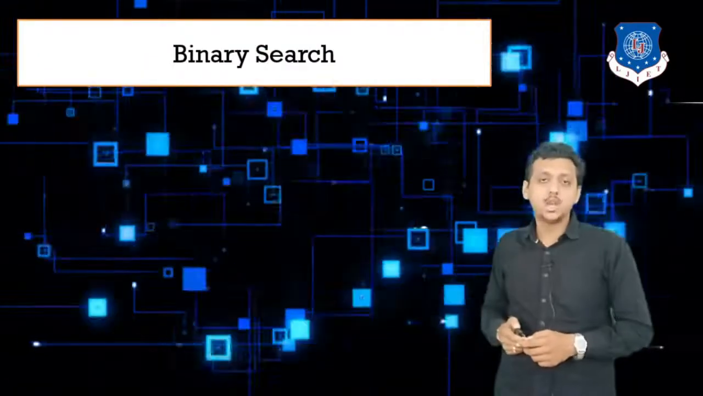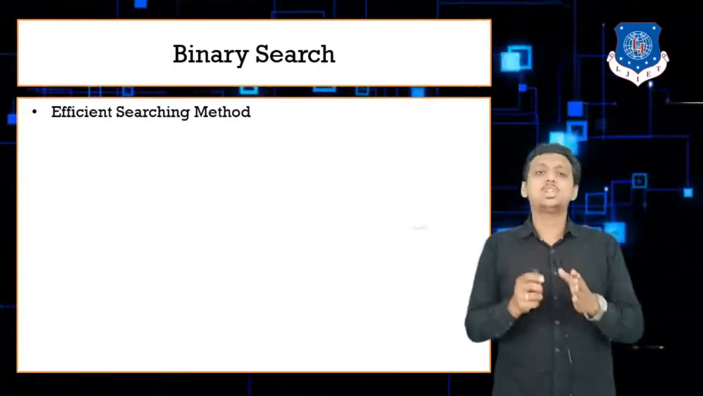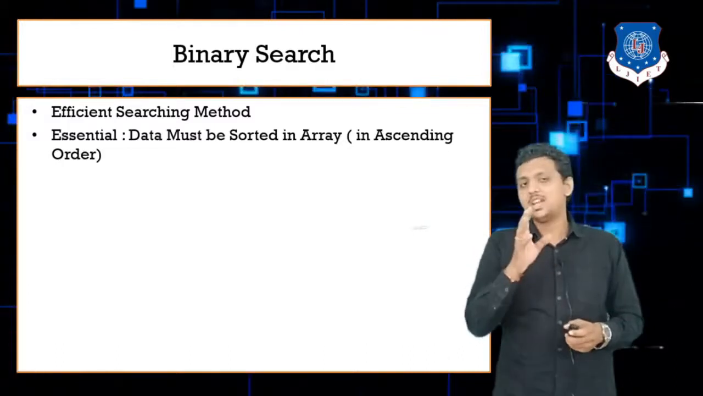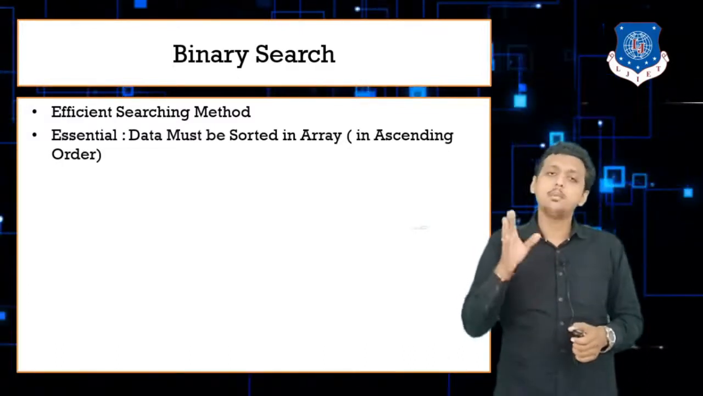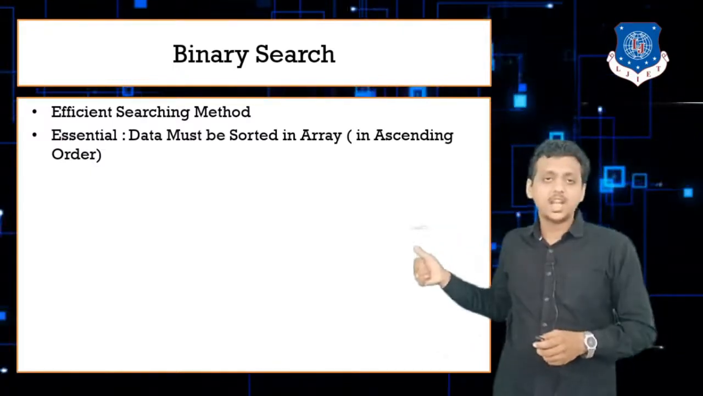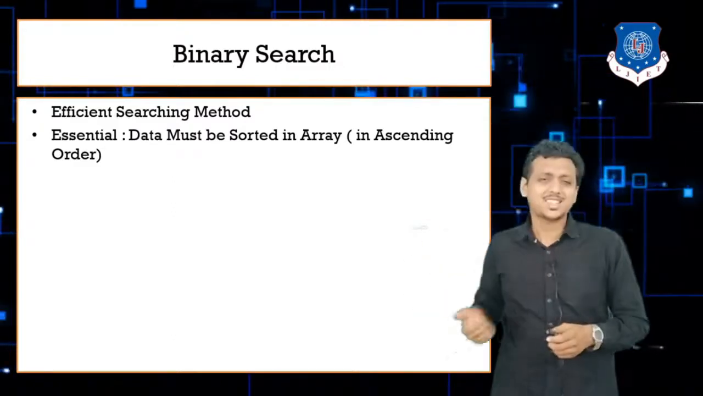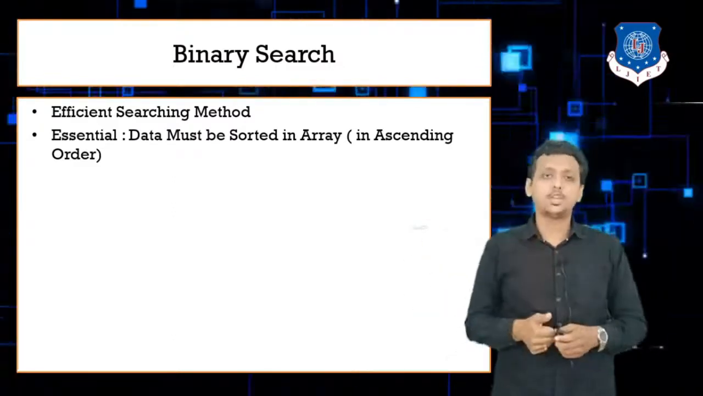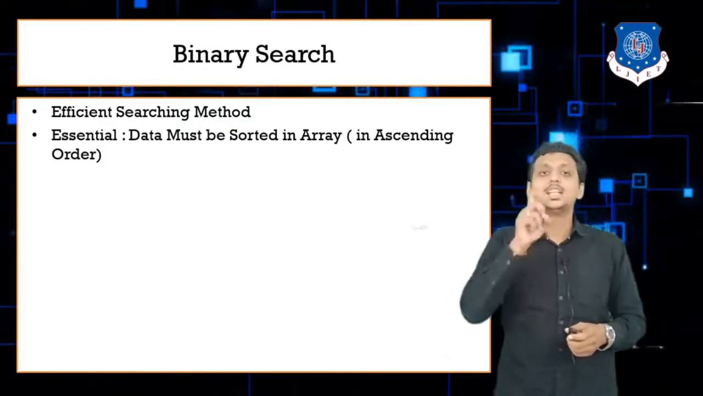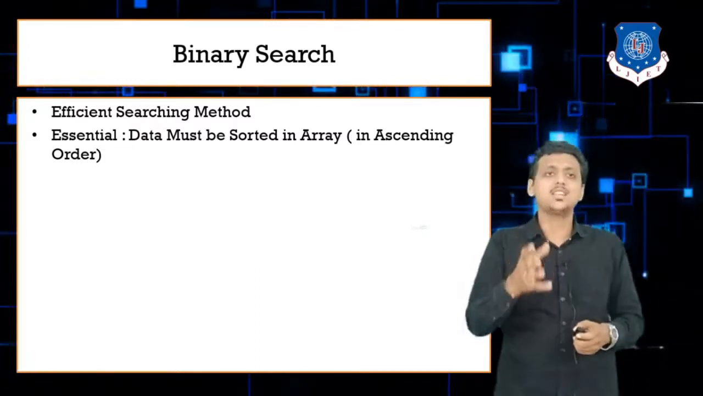Next method, students, we have binary search. See, binary search is an efficient searching method. Here it is very much essential that your data must be in sorted order. This is a precondition. Many times in interviews or in many programming questions, you may be asked what is the precondition for the binary search. So students, for the binary search, you must know that the elements should be in sorted order, that means in ascending order.